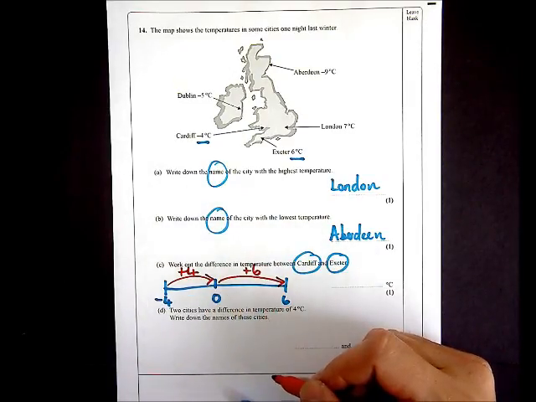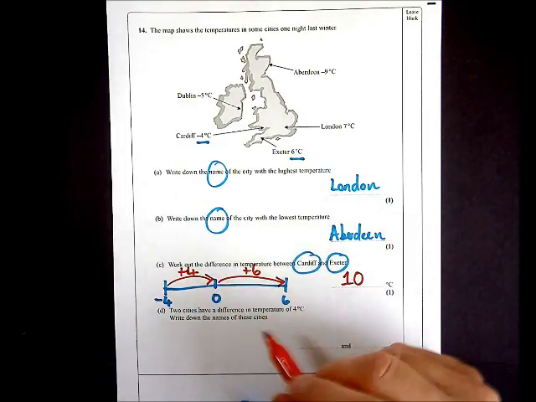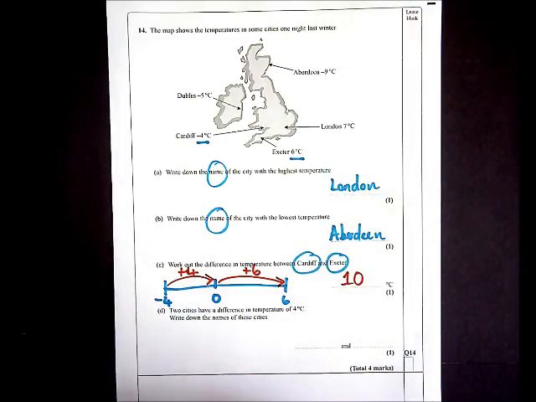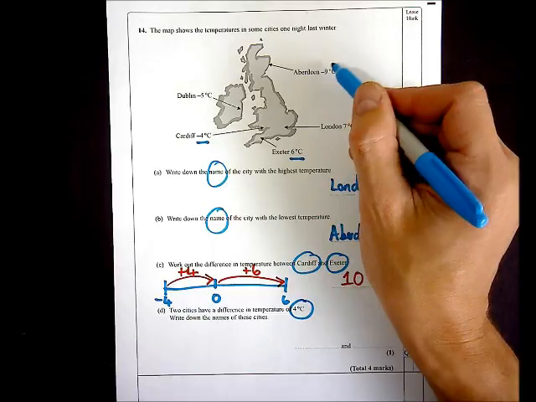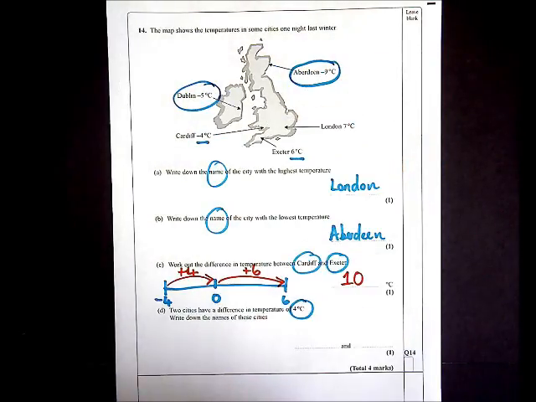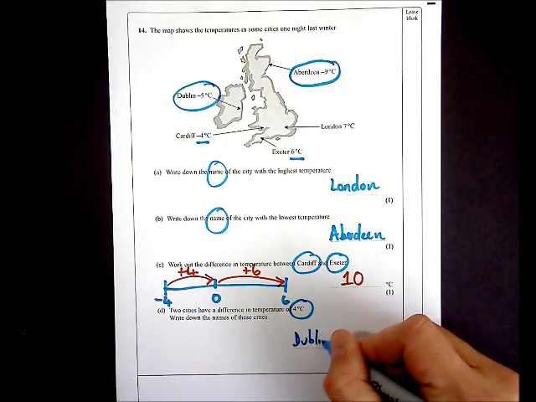So in total I've added on 4 and then 6, so 10 degrees, and that's the difference between those two temperatures. In part D, I'm told that two cities have a difference in temperature of 4 degrees C, and I'm just asked to write down the name of these cities. Now from the map I can see that Aberdeen is -9 and that Dublin is -5, and that those two are 4 degrees apart. So I'm going to write down Dublin and Aberdeen.